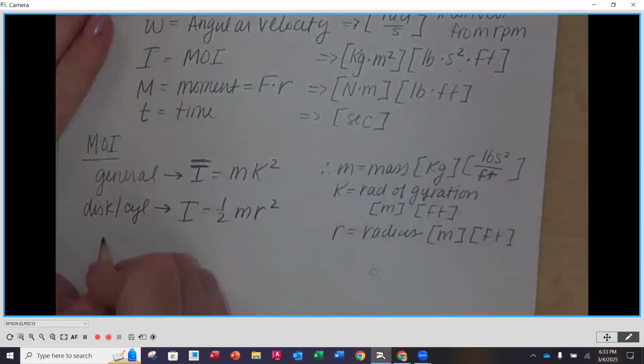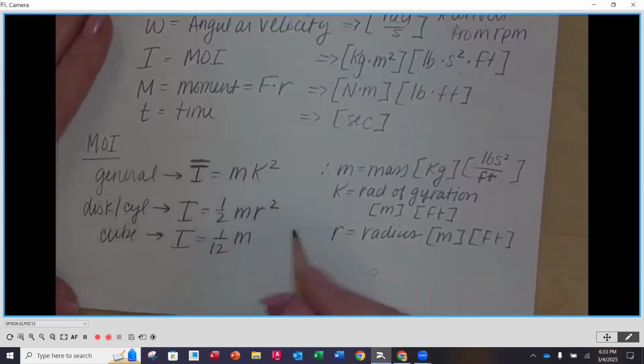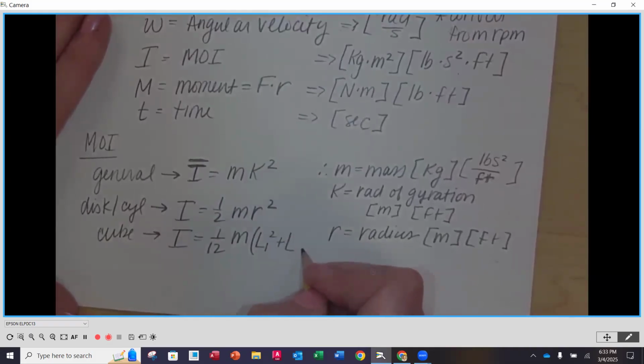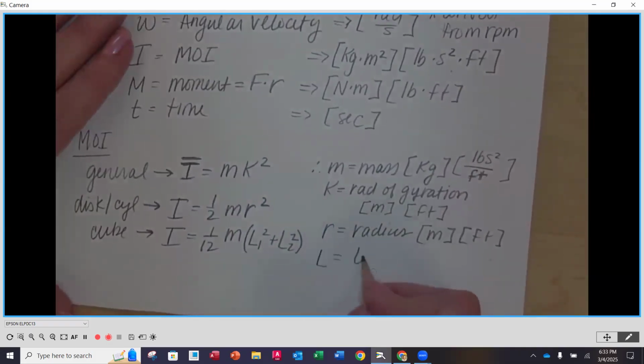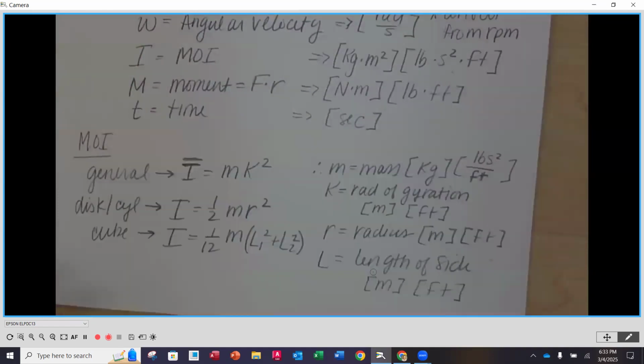And then for ones that we're going to be using in our application problems, you're going to need to know the moment of inertia of a cube. That's going to be 1/12 times the mass times one of the sides squared plus another side of that cube squared. Okay, so L is going to be the length of a side. And again, meters or feet.